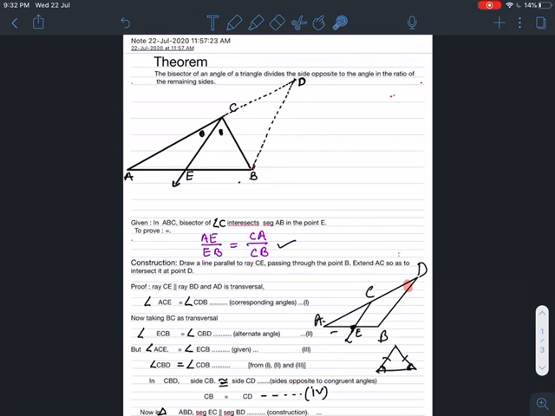So by basic proportionality, AE upon EB is equal to AC upon CD. Instead of CD, since CD is equal to CB, put the value of CB and you will get the required proof: AE upon EB is equal to AC upon CB. That's all.